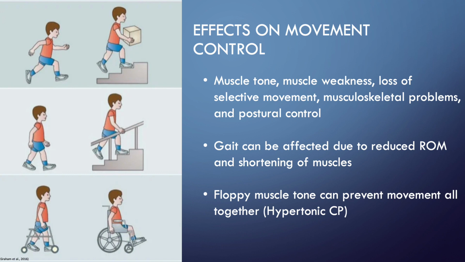As we have discussed, CP causes motor abnormalities due to brain trauma, but how does this trauma affect movement control? CP can cause a lack of muscle tone, muscle weakness, loss of selective movement, musculoskeletal problems, and poor postural control, and this can cause reduced range of movement and shortening of muscles, affecting gait and walking ability. In hypotonic CP, floppy muscle can prevent a person's movement altogether, leaving them with extreme limitation and non-ambulatory.